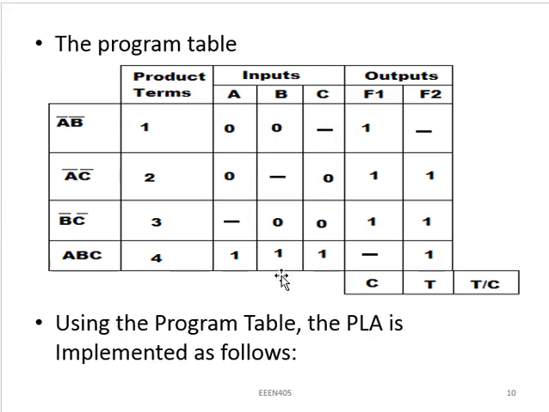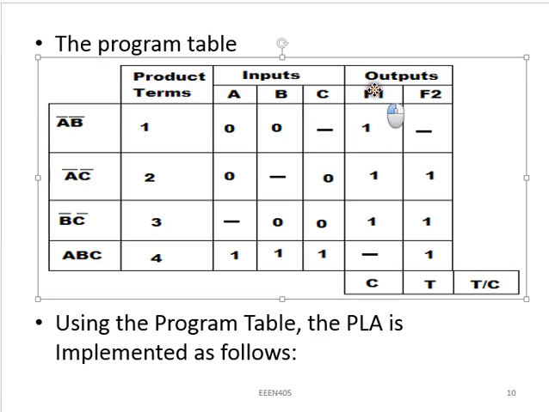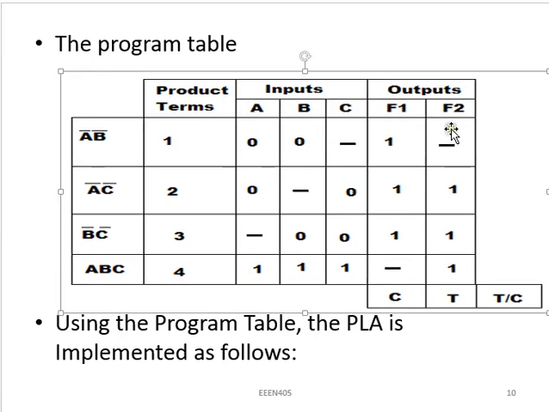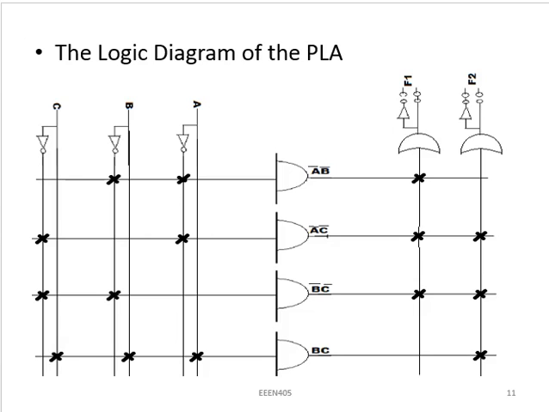Here I have A prime, C prime: under A 0, there is no B, so dash, C is 0, and so on up to the last one. And you can remember that I use the complemented value for F1 and I use the true value for F2. That's why here I have C for complemented value, T for the true value. And the next thing is to use this program table to implement the logic circuits.